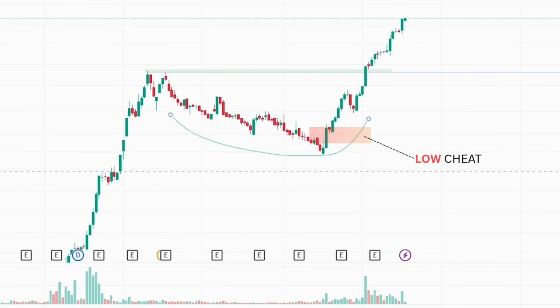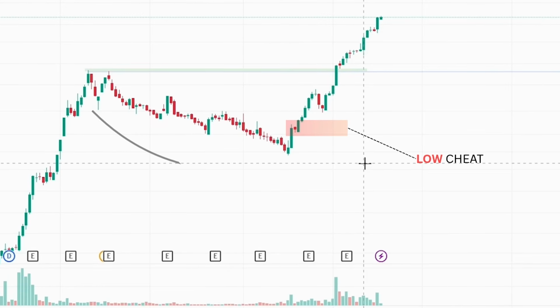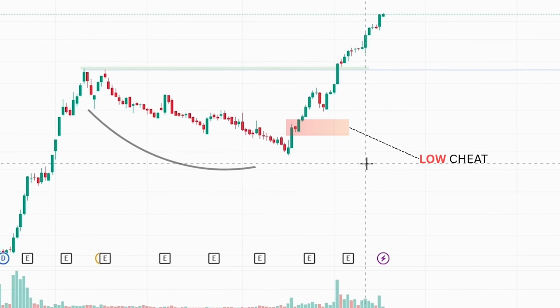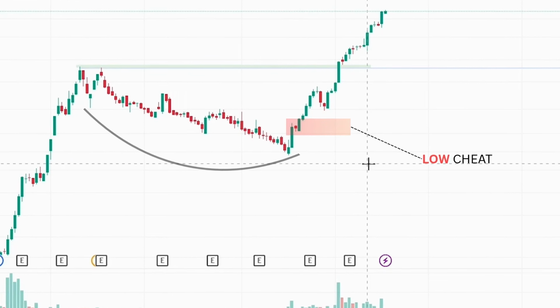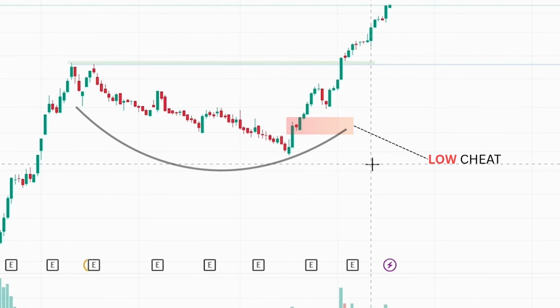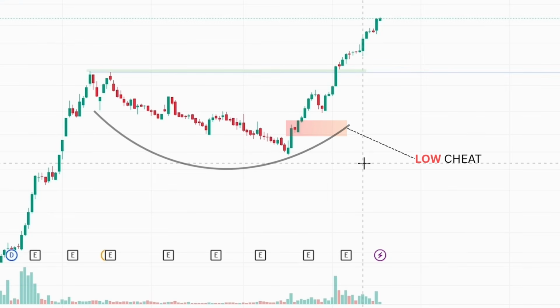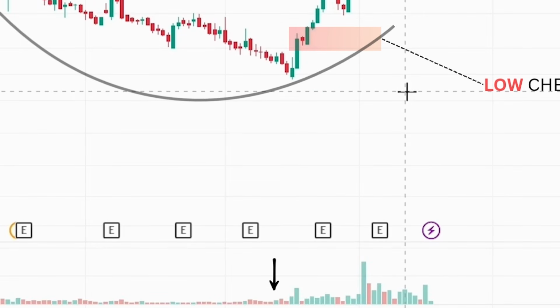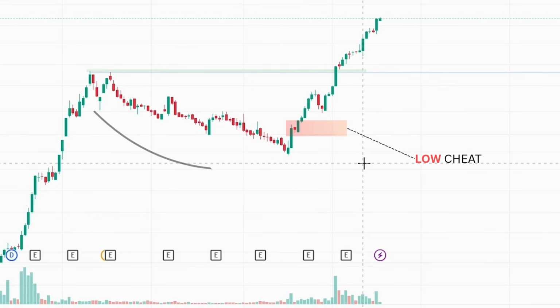This entry comes in when roughly 60% of the cup pattern is complete. The low cheat entry is the earliest possible entry in Minervini's framework, an anticipatory entry taken while the stock is still forming its base before any clear breakout signs appear. On the chart, this would be around the point where selling volume has dried up and you suddenly start seeing above average buying volume.